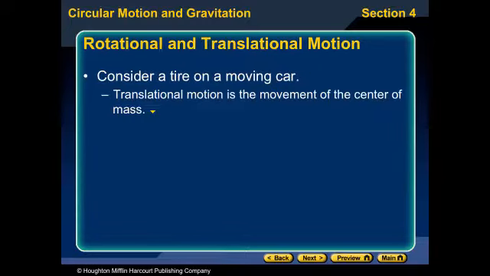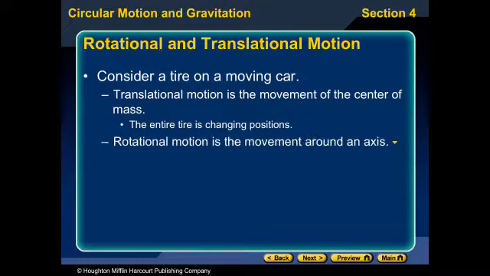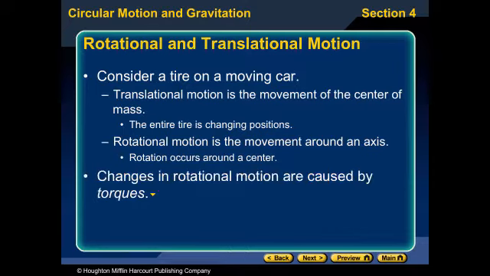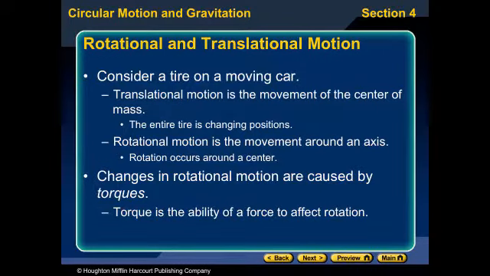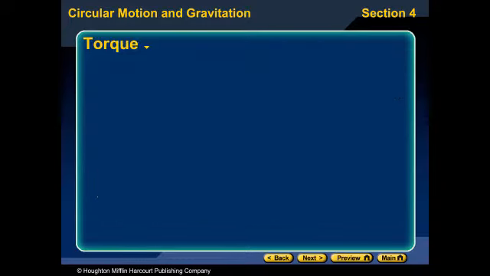So we have two different kinds of motion, rotational and translational motion. Consider a tire moving on a car. Translational motion is the movement of the center of the mass, so it'd be more of a linear motion where the tire is going from point A to point B. Rotation is the motion of the movement around the axis, as it's going around and around the axis. It occurs around the center. And the changes in rotational motion are caused by torques. A torque is the ability of a force to affect the rotation, so it affects rotational motion.